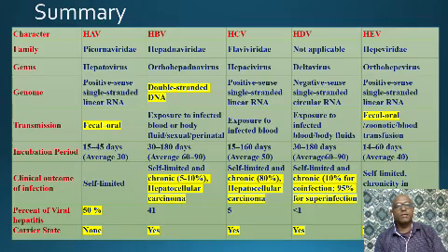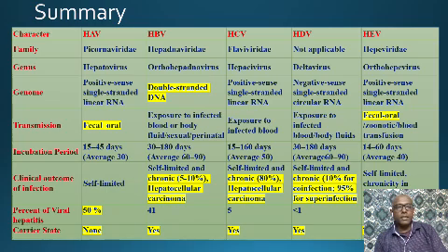So this is a summary of all the viruses. As you can see, I have highlighted important points, important differences between the viruses. So you see, the only DNA virus is hepatitis B virus, and two viruses which are transmitted by fecal-oral route are HAV and HEV. The clinical outcome of infection, if you see, HAV and HEV can be self-limited, whereas HBV, HCV, and HDV can cause chronic infection. Hepatocellular carcinoma is seen in hepatitis B virus and hepatitis C virus.